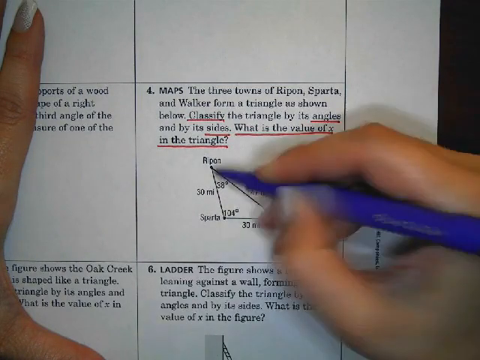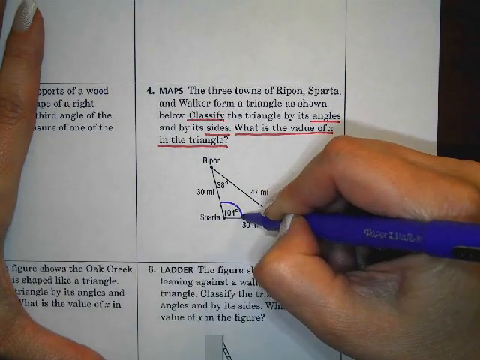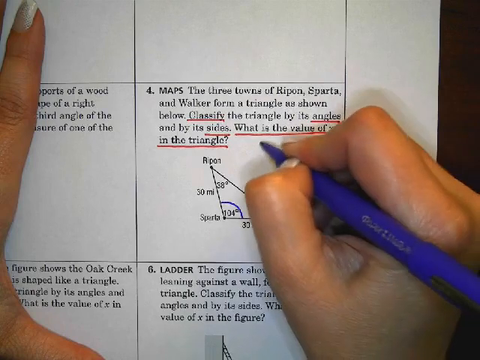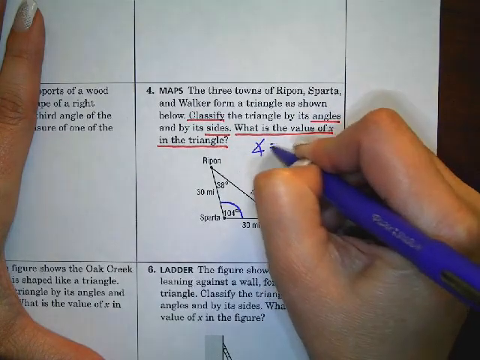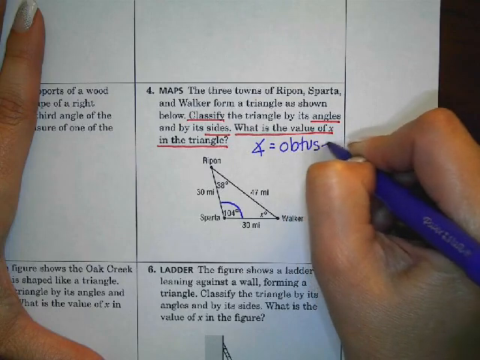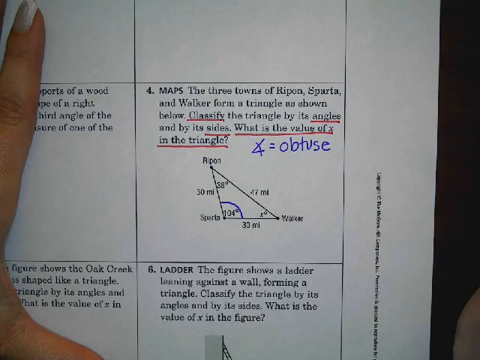So already right now I can see that this angle here is greater than 90 degrees, which means that the classification by angles is going to be obtuse because it's larger than 90 degrees.